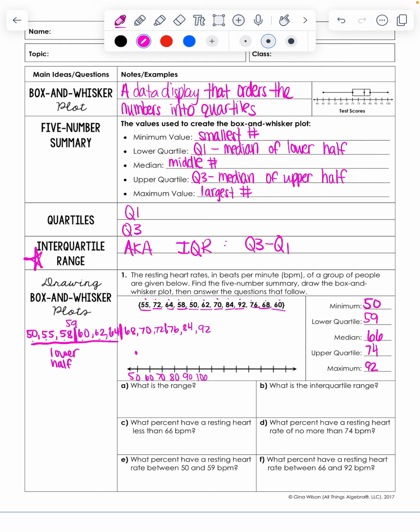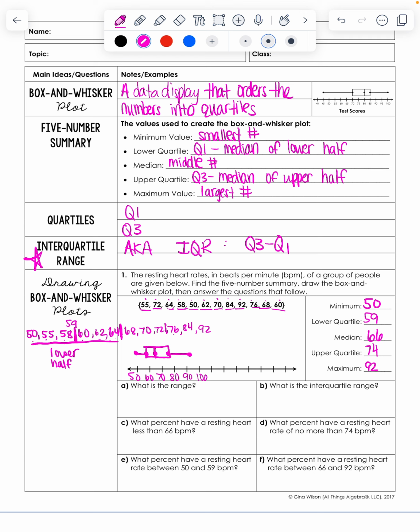The minimum is 50. I put a floating point above it. Maximum is 92. It's not going to be perfect. I'm going to put a floating dot around here. Median is 66, about right here. Q1, lower quartile, 59, about right here. Upper quartile, 74, about right here. So if you've got 5 floating dots, to make a box and whisker plot, your Q1 to your Q3 make your box. You technically are supposed to put a line down the median, and then you connect Q1 to the minimum and Q3 to the maximum.